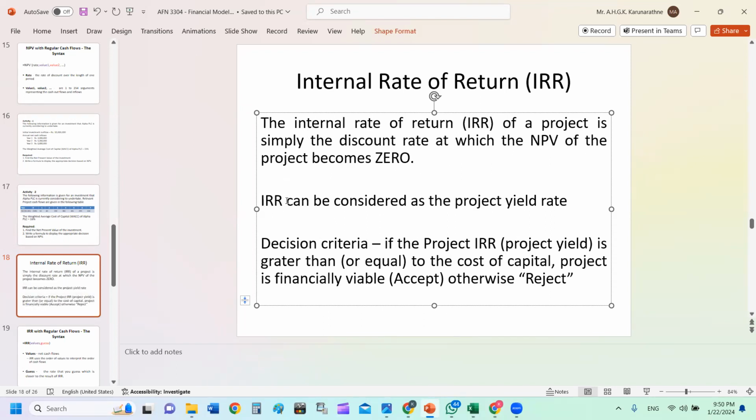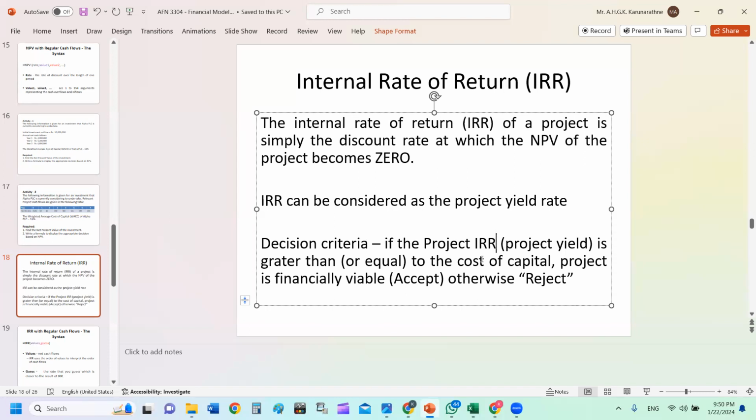The same way, this is my other way of interpretation. IRR can also be considered as the project yield rate, project yield return rate. Decision criteria: if the project IRR, the project yield, is greater than or equal to the cost of capital. IRR is the project yield. Cost of capital is the company's required rate.